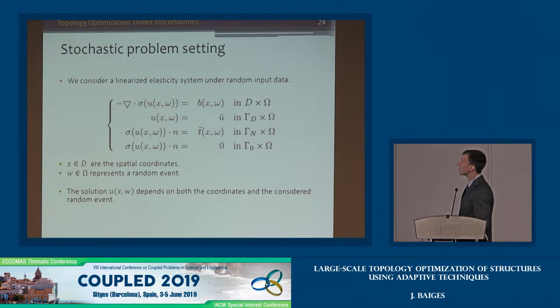So let me start by writing the stochastic problem setting. We will start by considering a linearized elasticity system, but with the particularity that now external loads can be random, so they are going to belong to a probabilistic distribution. And this means that if we go to our linear elasticity equation, which is this equation here, the solution is not going to depend only on the spatial coordinates x, which belong to a spatial domain D, but is also going to depend on which probabilistic event we are considering. So we are going to have these probabilistic coordinates omega, which will belong to the probabilistic space capital omega. Okay? And we need to take this into account.